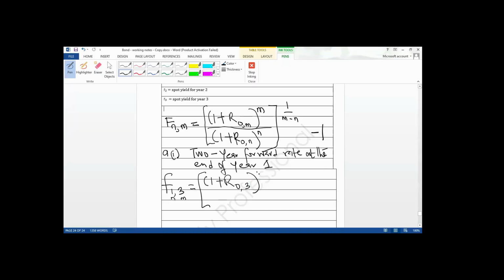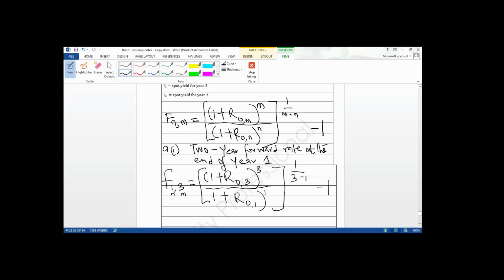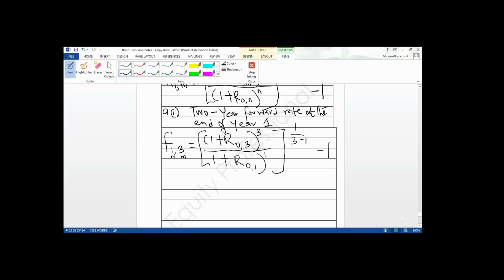M is 3, divided by 1 plus R0, N is 1, raised to power 1. Close your brackets, 1 over 3 minus 1, everything minus 1. This is the equation for estimating 2-year forward rates at the end of year 1.